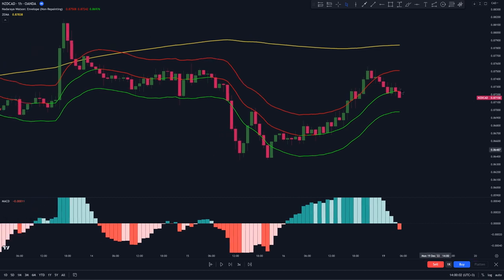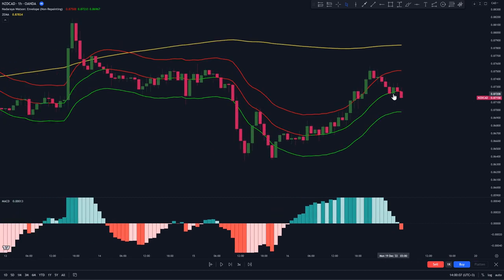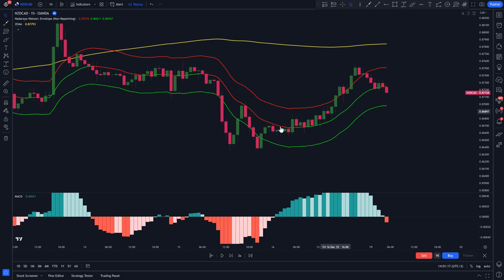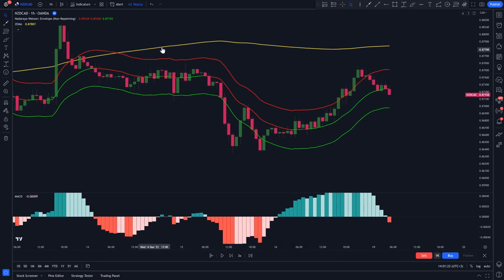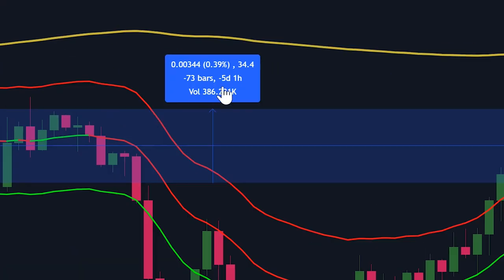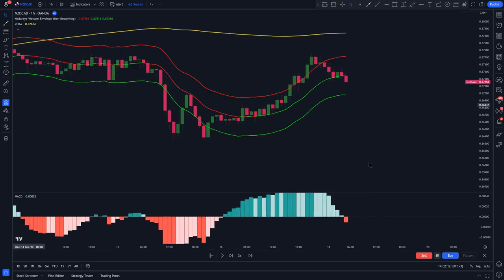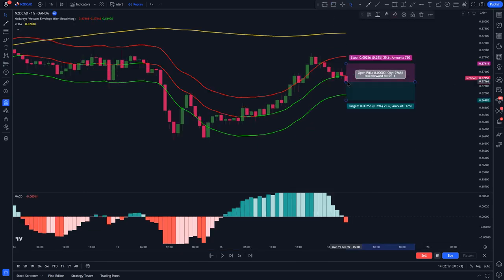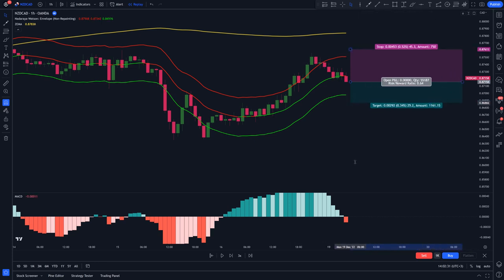Lastly, to avoid trading in a consolidating or ranging market, we want to make sure that these price candles never touched the Zero Lag EMA during the last 5 days. We're going to enter a short trade here. The stop loss is going to be set above the most recent swing high. For the take profit, we're going to set it at 2.5 times the risk.